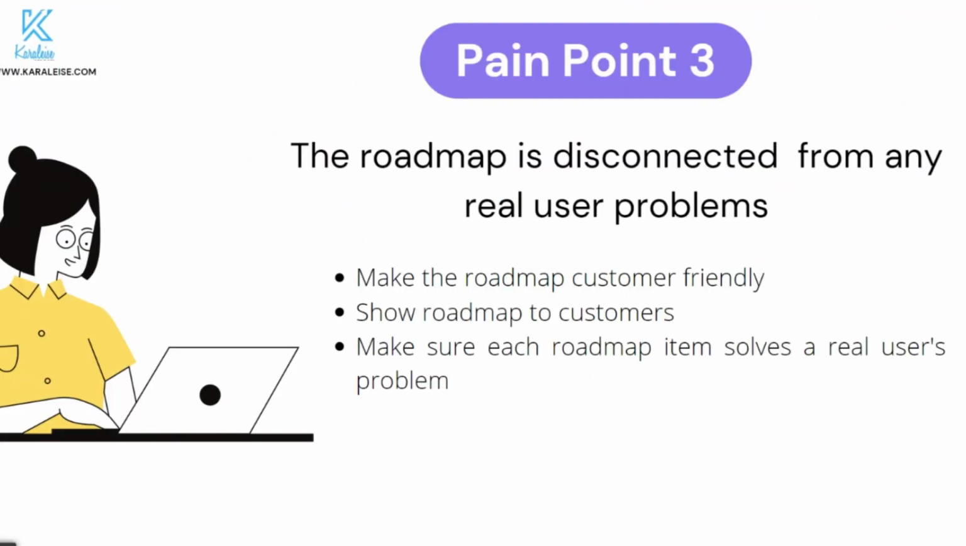All right, so here's the other pain point that gives rise to having a roadmap. The roadmap is disconnected from any real user problems. This can happen. This is a fact, guys. Because we work with project teams and developers and QA and all of these people who are not necessarily always in the world of the user, there's a chance that you could become disconnected from the actual users. And so you come up with features that you think are cool, but the users don't care about. You could be doing things they don't want. So you have to make your roadmap customer friendly.